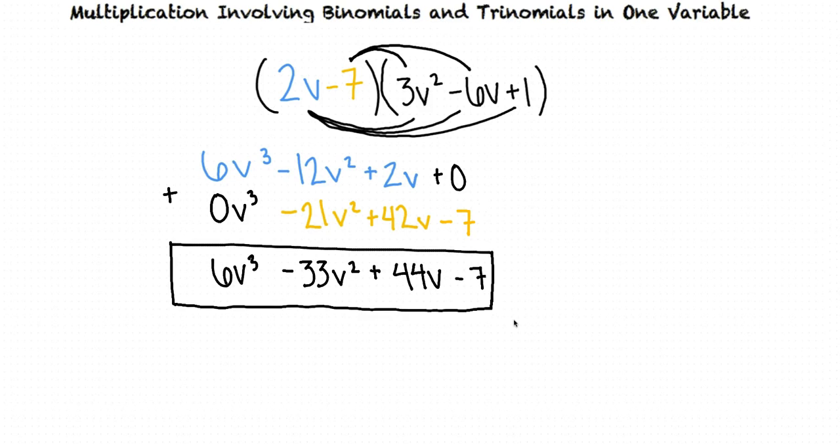Okay, so when multiplying binomials and trinomials together, we distribute each term of one polynomial to each term of the other polynomial, and we can organize the like terms into columns in order to add and simplify. Great job! It sounds like you've got the hang of this topic.